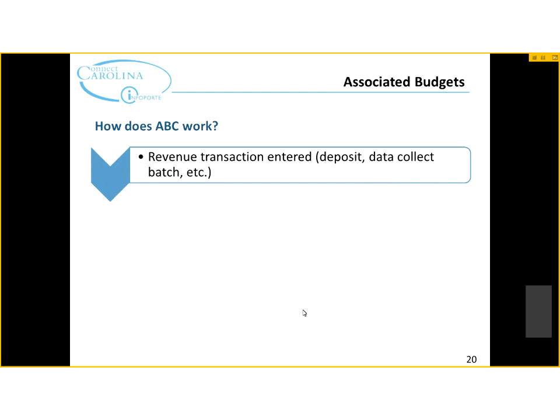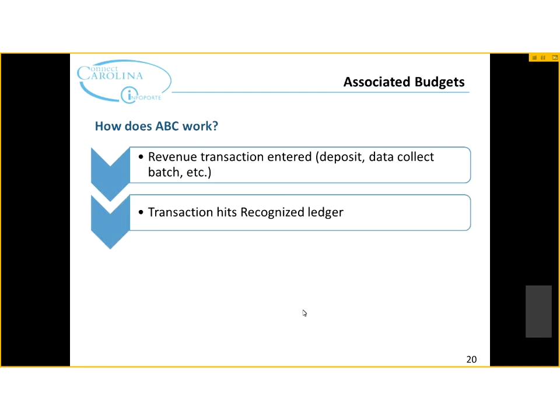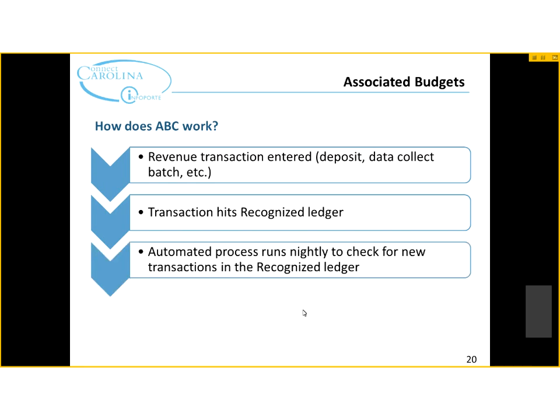So the revenue transaction is going to get entered. That could be through a deposit, or it could be a data collect batch. However your revenue comes in, it comes in the door and hits the recognized ledger. That's the revenue in InfoPort. If you were looking for this, it would be TR_RV_RE. That's the trust revenue recognized ledger.